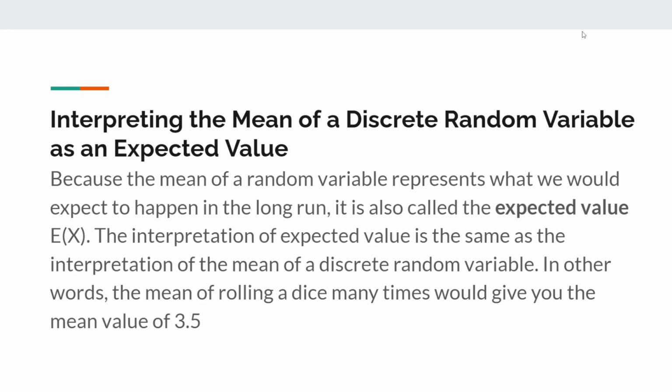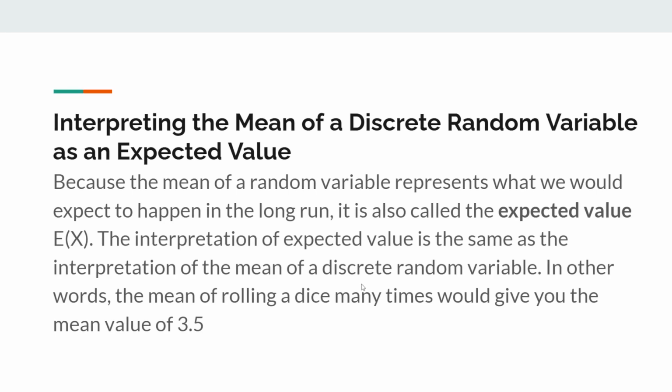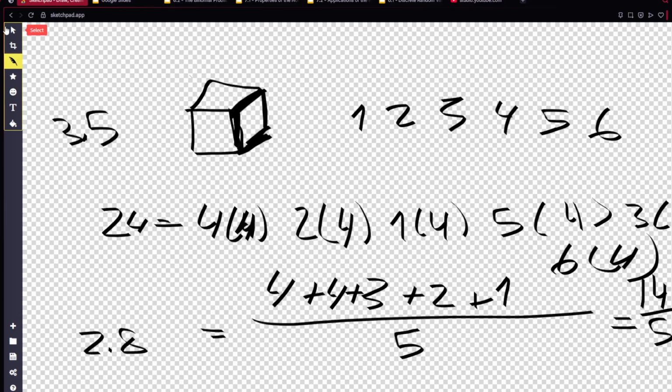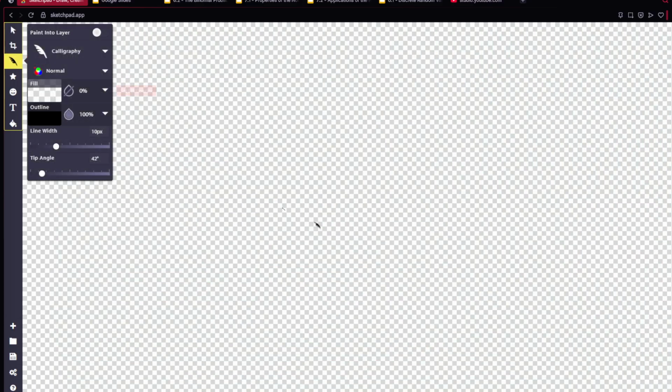So let's interpret the mean. Here we have an example, and it's the same example I gave you. In other words, the mean of rolling a die will give you the mean value of 3.5. But what is an expected value? It's a little bit different. In this term, we discuss the number of trials. And we'll use a way simpler example.